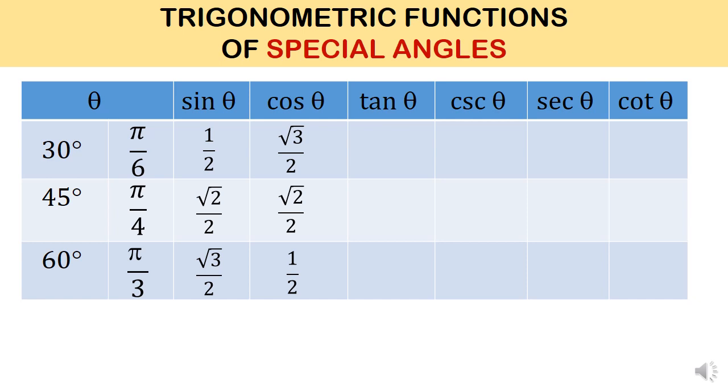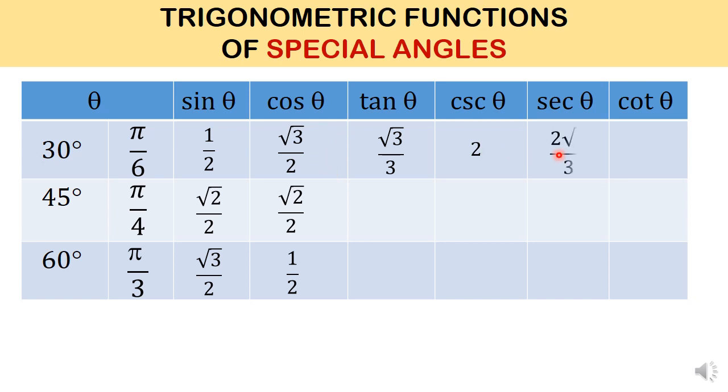To get the other trigonometric functions, these are the values we found from the previous discussions. We can now find the tangent theta, the cosecant theta, secant theta, and cotangent theta out of the given two. Tangent theta again is the quotient of this. It's sine over cosine. So it will be 1 over square root of 3. When rationalized, it will become square root of 3 over 3. Cosecant theta is the reciprocal of sine. So it will be the reciprocal of 1/2, which is 2. Secant theta is the reciprocal of cosine, so it will be 2 over square root of 3 or 2 square root of 3 over 3.